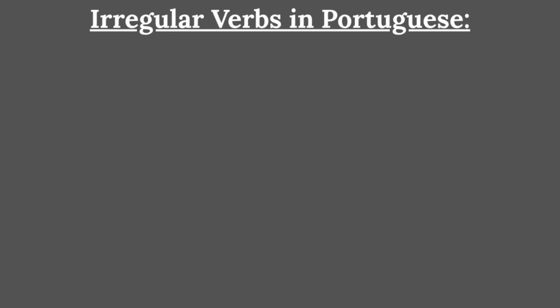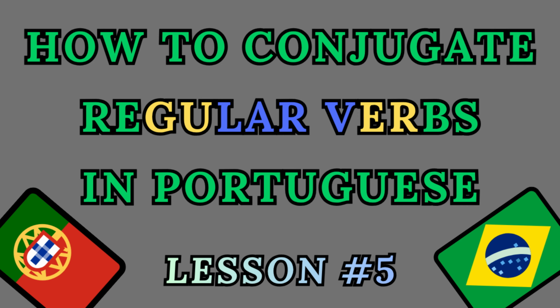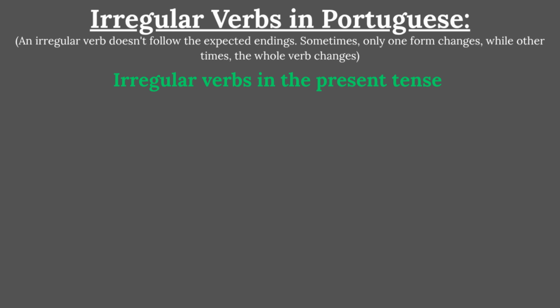Irregular present verb conjugation in Portuguese doesn't follow one fixed pattern. Instead, irregular verbs have their own special conjugations, which means that they must be memorized. In my previous video, I explained regular Portuguese verb conjugation in the present, showing stems and their endings. In this video, I'll explain irregular present verb conjugation.